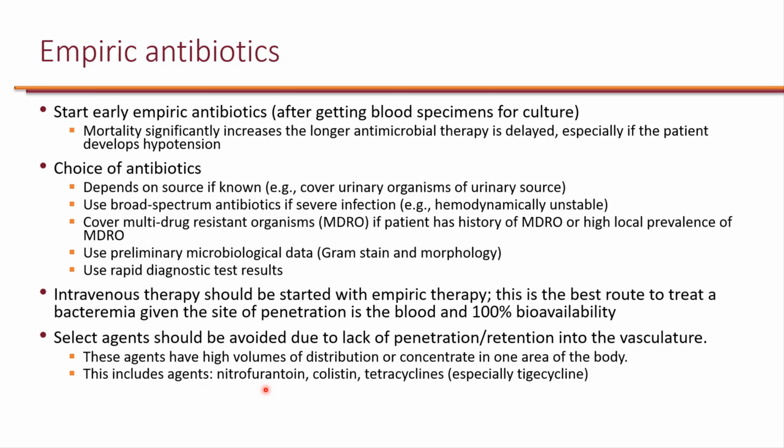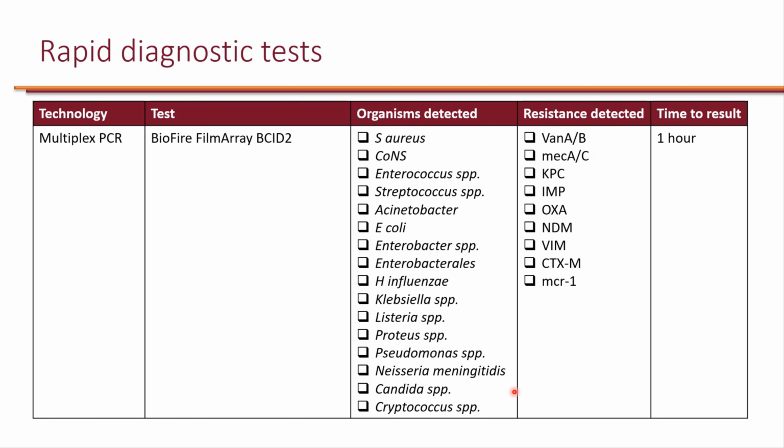Nitrofurantoin does not achieve enough concentration; it goes straight into the urine. Colistin, which is an IV antibiotic, does not achieve enough concentration in the blood and goes straight into the urine, as well as tetracycline. Tetracyclines, especially tigecycline, have a very large volume of distribution, so they achieve high concentrations in most tissues in the body, but very little stays in the blood. So they are not ideal for bacteremia. In fact, there is a black box warning for tigecycline for increased risk of mortality as a result.